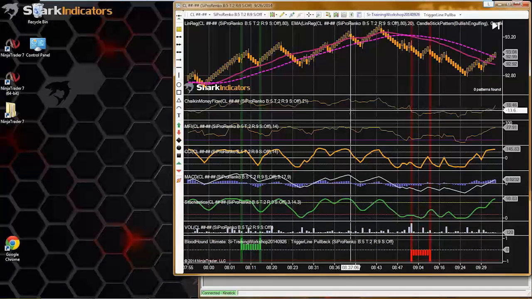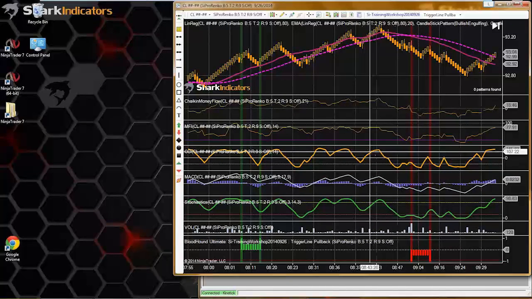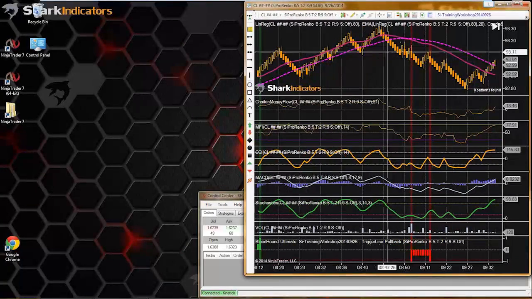Alright, so we have a lot going on. A lot of indicators here in this system on this chart. Alright, so I'm just going to start building each indicator one at a time.